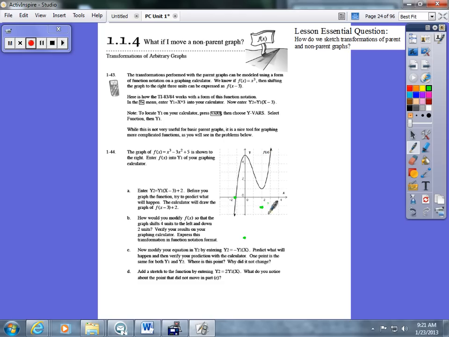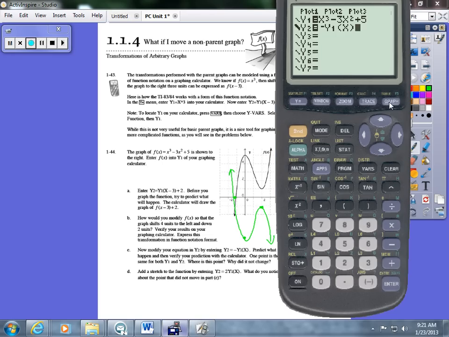Okay, so my graph here will look like this. And you see how that's a reflection across the x-axis. So hopefully my calculator verifies that. Original graph is going to appear first. Reflected graph is going to appear second.